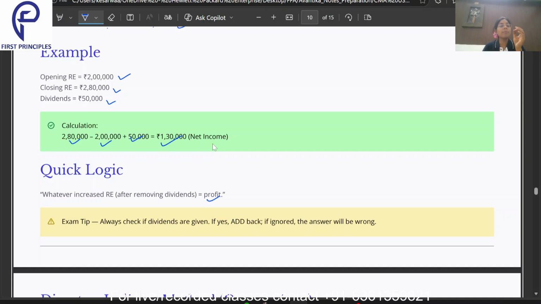So in the exam, always check if dividends are given. If it is given, we need to add it back. If ignored, the answer will be wrong. So always remember, if dividends are given, we need to add it back in order to arrive at the figure of net income. Why? Because dividend is a part of net income. From where does dividend come? Dividend is a portion of net income. So that's how we need to find out the net income. In order to find the correct value of net income, we need to add it back.